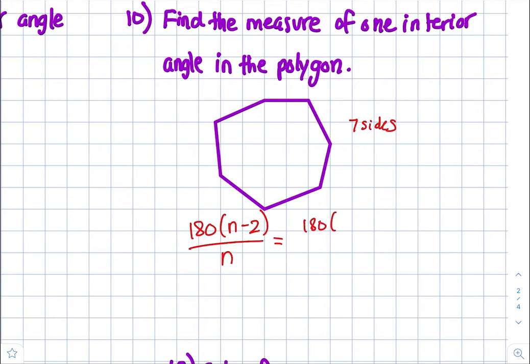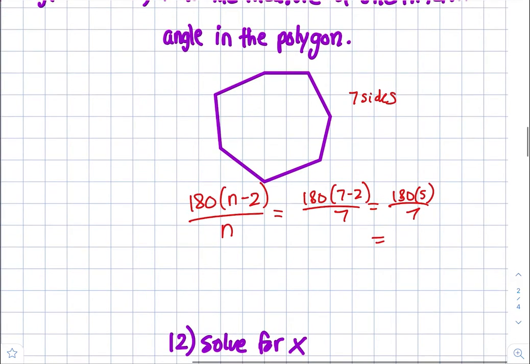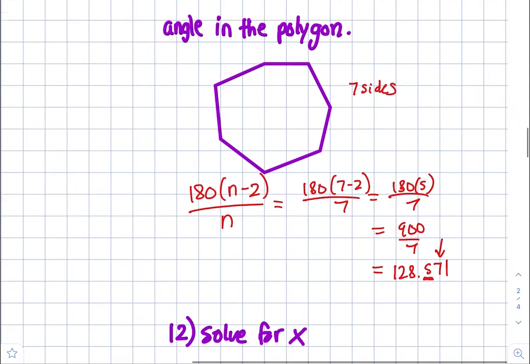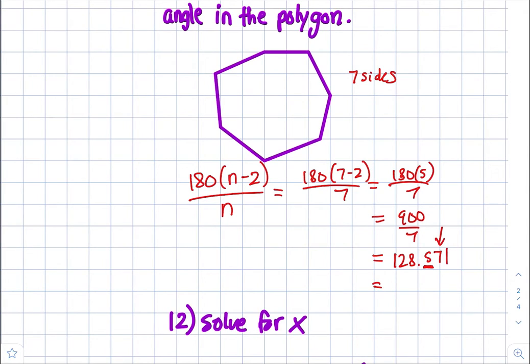So 180 times 7 minus 2 all over 7, which is 180 times 5 over 7, which is 900 over 7. So divide that by 7, you should have gotten 128.571. This is the tenths place, so we look at this to see if we round up. Since it is 7, we do round up, 128.6.